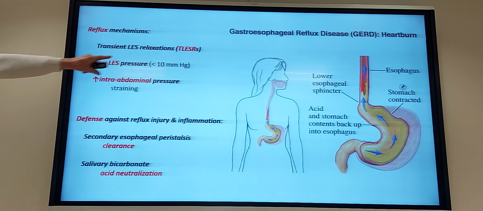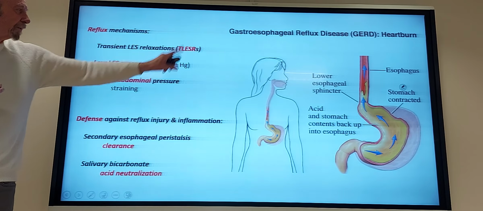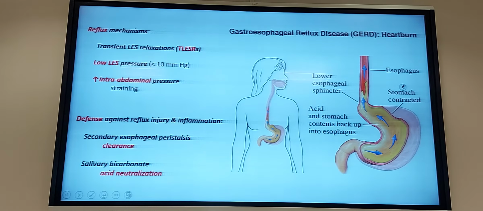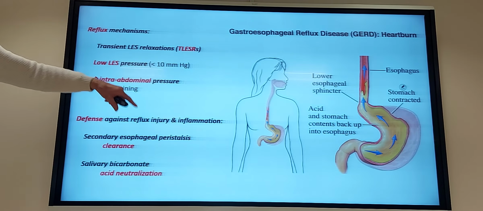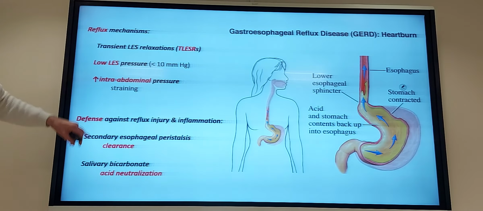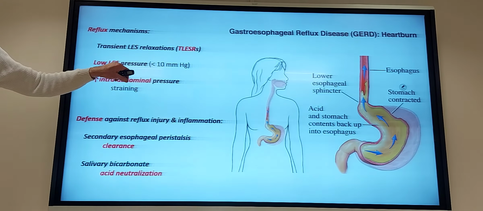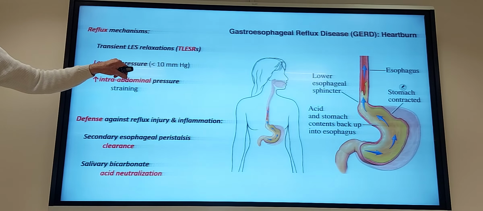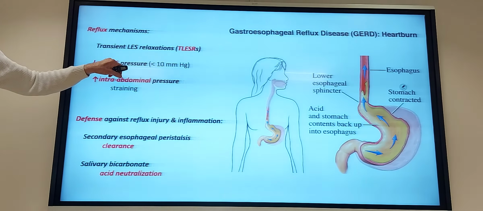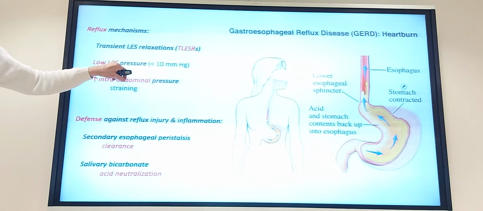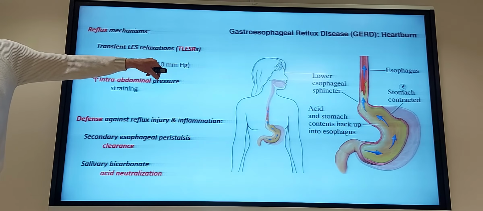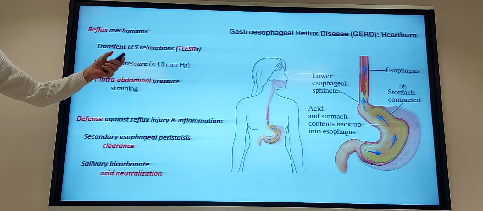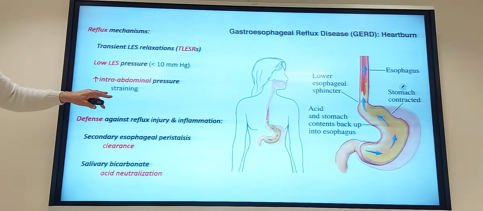TLESRs are transient lower esophageal sphincter relaxations. You're not swallowing, but you can have relaxation. People do that, depending on how common it is. And some material will come up into the esophagus from the stomach. Lower LES pressure, you know that, right? Some people have it because their musculature isn't as strong or becomes weaker with age, and their pressures may drop to around 10 millimeters of mercury as opposed to 30 or something.